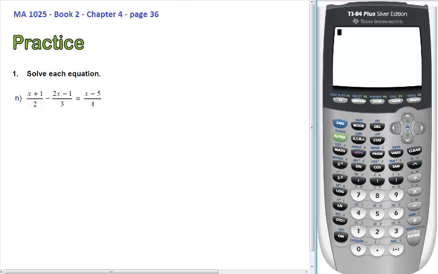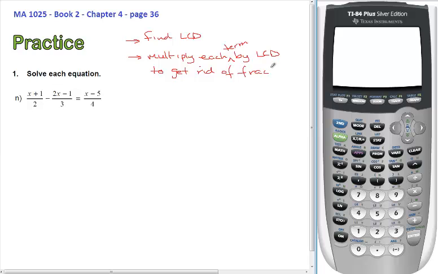Well, one of the best methods when dealing with fractions is to get rid of the fractions. So what we like to do is find the LCD. First we're going to find the lowest common denominator. Then we're going to multiply each term by the LCD to get rid of the fractions. That's the best method to use anytime you have fractional equations. So how do we go about doing that?